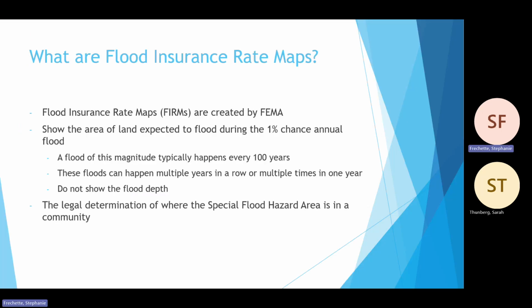Flood insurance rate maps are floodplain maps that are created by FEMA. They show the area of land that is expected to flood during the 1% chance annual flood, formerly known as the 100-year flood. A flood of this magnitude typically happens every 100 years. These floods can happen many years in a row or multiple times in a year.